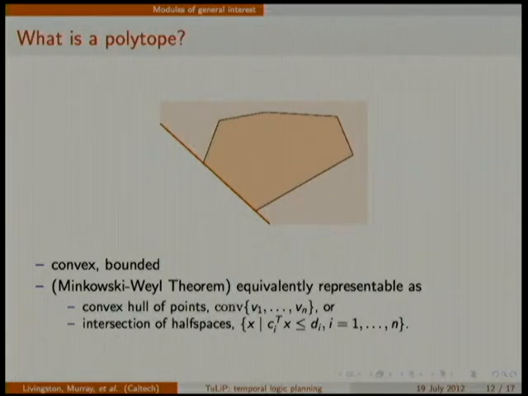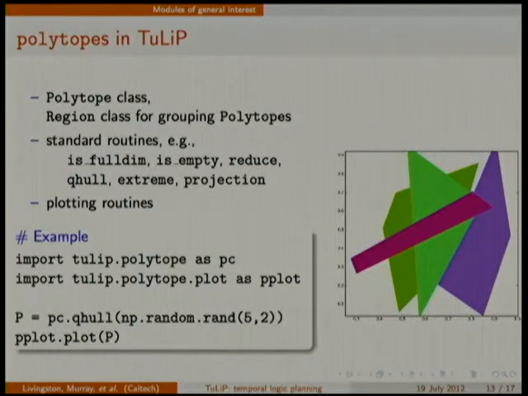But it's an important result, and basically a problem that you get when you're working with polytopes is mapping between these two representations. And so those exist in TuLiP. It's called the Polytope module. Actually, it's a sub-package. And you can do fairly standard things with it.